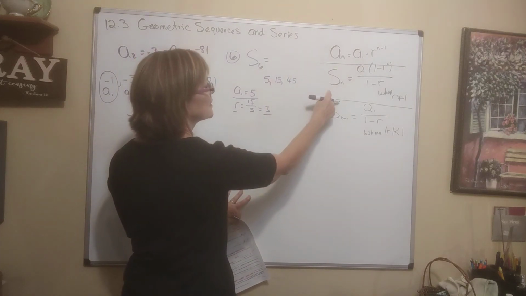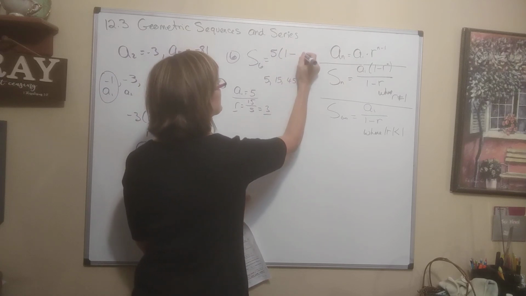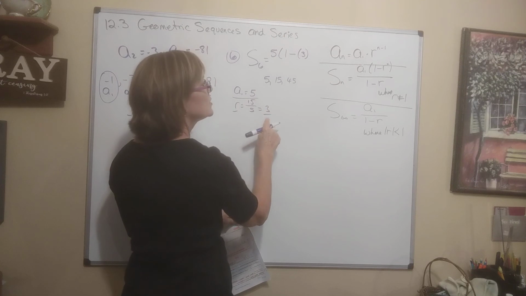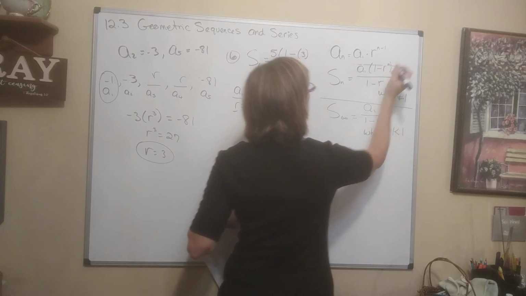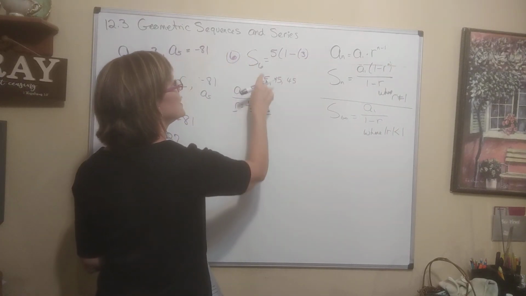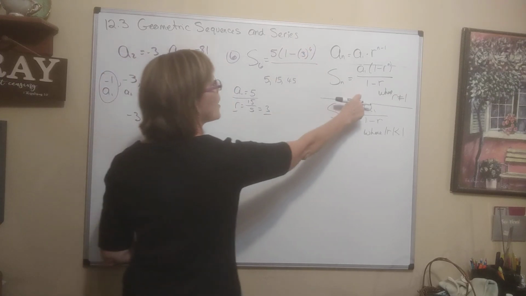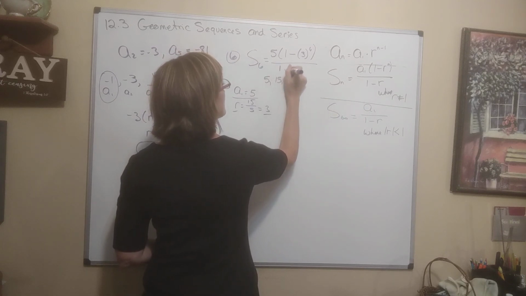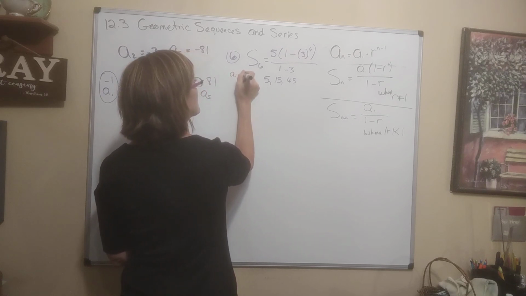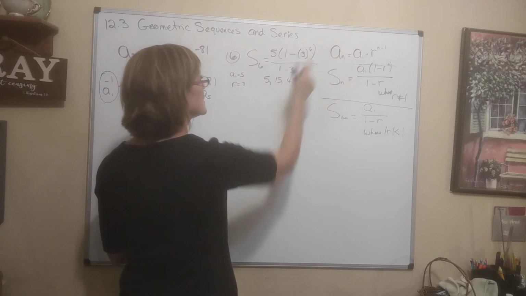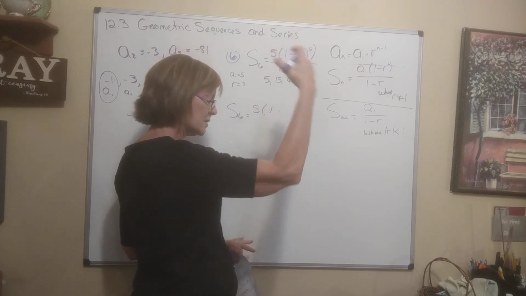S sub 6 is equal to a sub 1, 5, times 1 minus r, which is 3, raised to the power of, I have a line drawn right through that. That's supposed to be r to the n. To the n. What is n? It is 6. All over 1 minus r, 1 minus 3. All right, that's sweet. a sub 1 is 5 and r is 3. So S sub 6 is 5 times 1 minus 3 to the 6.